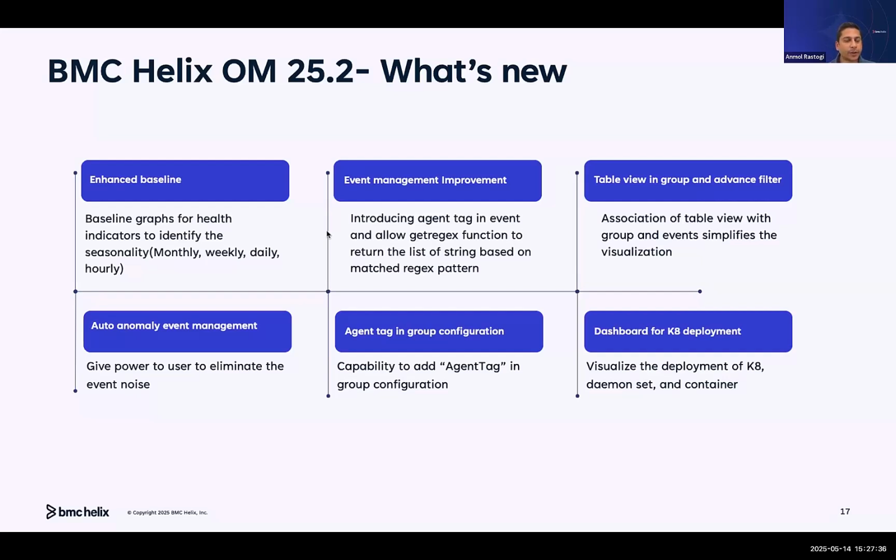So starting with the baseline in 25.2, while working with the customers, we identified a few gaps in some of the use cases where customers were asking, hey, you are doing the baseline on a weekly basis. Now, what will happen if there is a trend change happening every hour, or let's say a few metrics qualify only for monthly, weekly, weekend, or daily, and all sorts of these things, right? So basically, the way they're asking is how to identify the seasonality in the metrics.